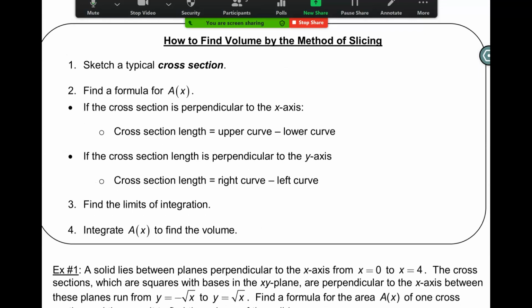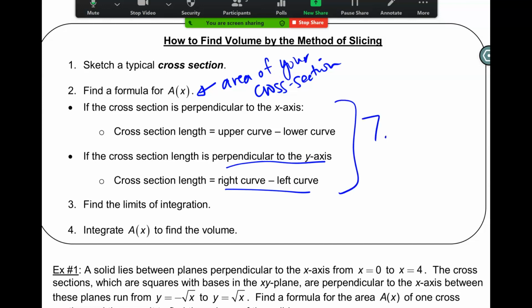The first step: sketch a typical cross-section. Very visual. It helps you figure out what you're supposed to do. Then you find a formula for your area, which is how you find the area of your cross-section. If the cross-section is perpendicular to the x-axis, you do upper curve minus lower, versus if it's perpendicular to the y, right curve minus left. This is from 7.2, what we learned about how to find areas.